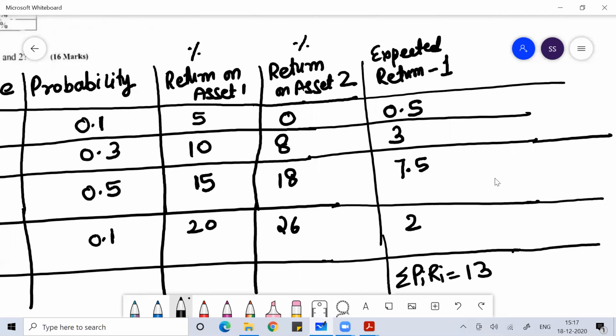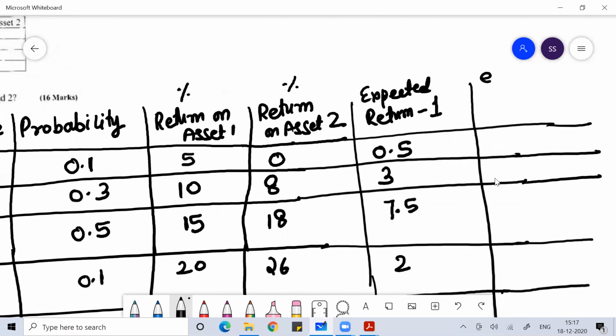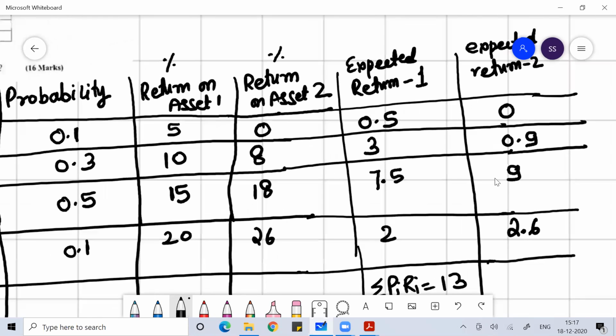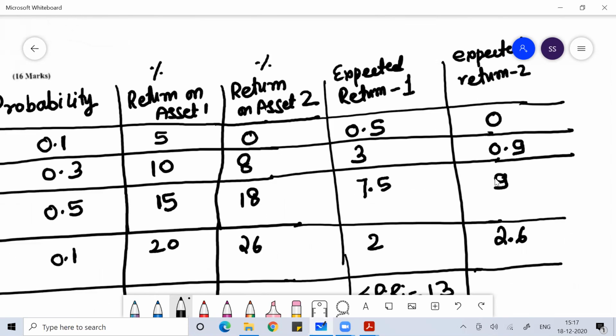Then find the expected return on asset 2. So 0.1 into 0 is 0, 0.3 into 3 is 0.9, 0.5 into 18 is 9, and 0.1 into 26 is 2.6. So we get 9.9, which you can take as 10. Then 10 plus 2.6 is 12.6, minus 1, 12.5. This is the expected return.